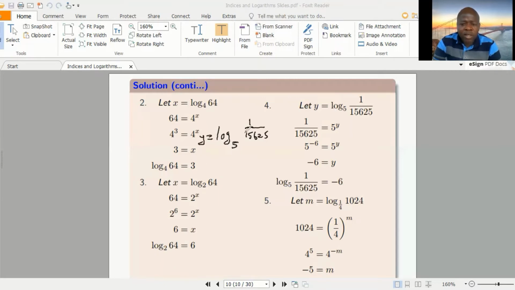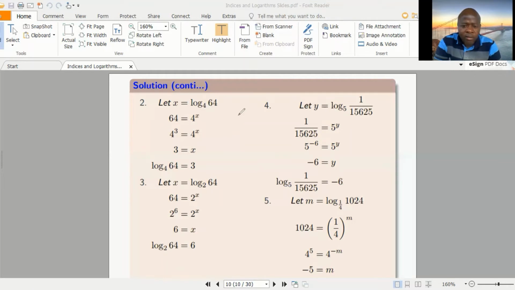And so the next thing is obvious. You just have to write this in index form or exponential form. So this 1 out of 15,625 goes to the other side where y is, and y replaces it. That's what you see here. So the question is, can this 15,625 be written in terms of 5? Let's just see.